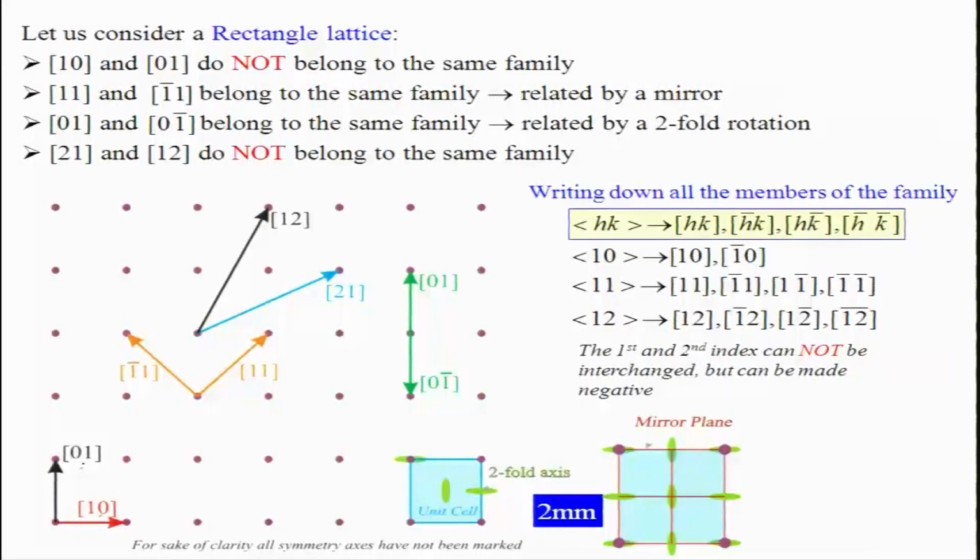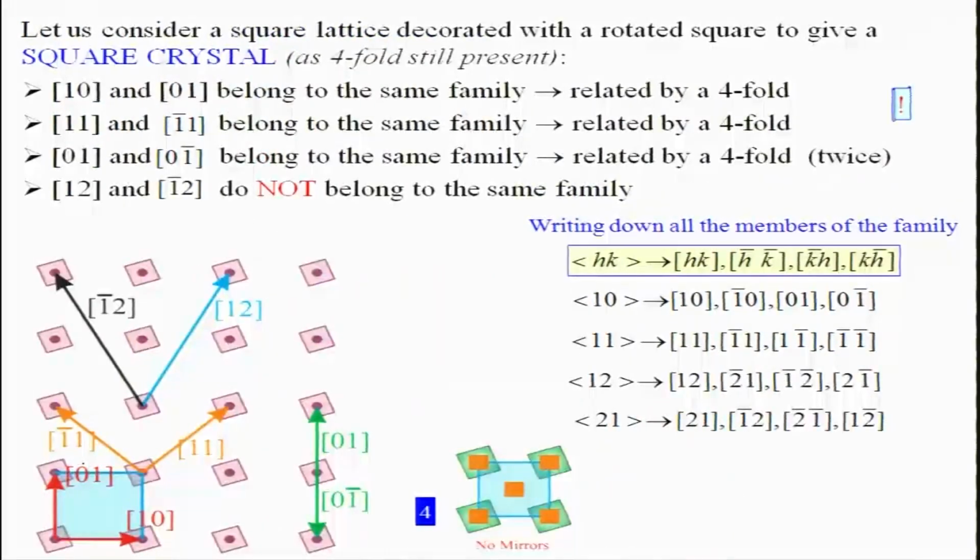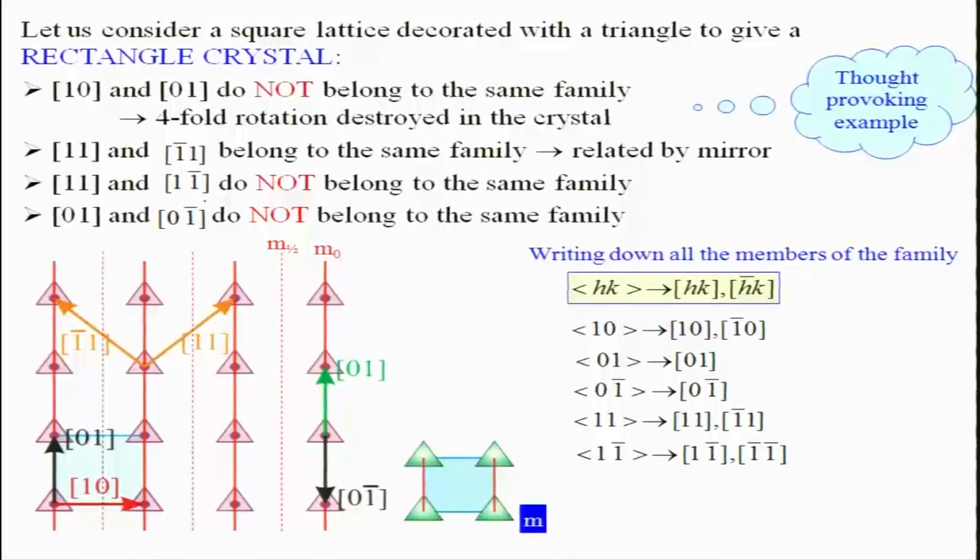And similarly you can see what are the other families of directions. If you change the motif, you have a four-fold, but again there are no mirrors. If there are no mirrors, then the two directions which could be equivalent because of a mirror, they will not be the same. Okay. So, for example, 1 2 and bar 1 2 do not belong to the same family because there is no mirror. Okay. So, symmetry changes the classification of directions quite dramatically.